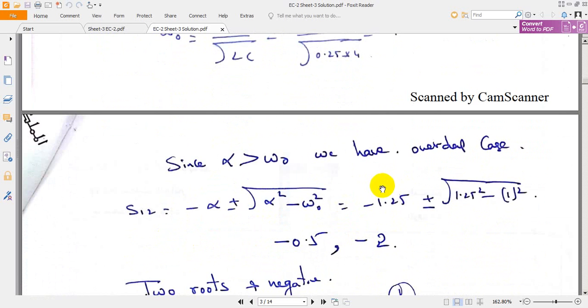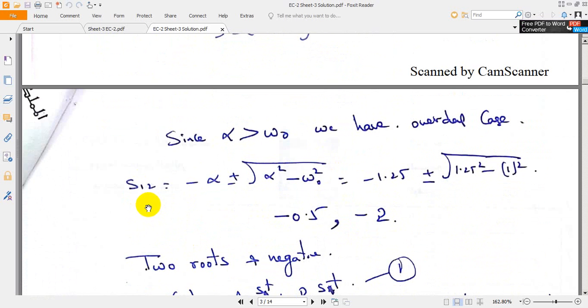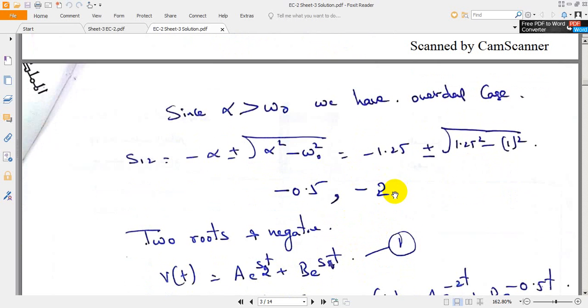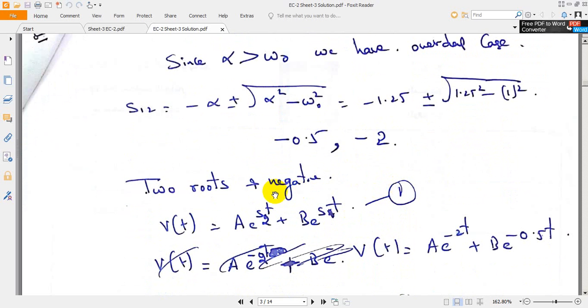For such a circuit, let us evaluate the roots of this system. s1,2 can be written as minus alpha plus or minus square root of alpha squared minus omega naught squared. S1 is equal to minus 1.25 plus square root of 1.25 squared minus 1. Substituting the values, you will get minus 0.5 for s1 and minus 2 for s2. We have 2 roots and both the roots are negative.